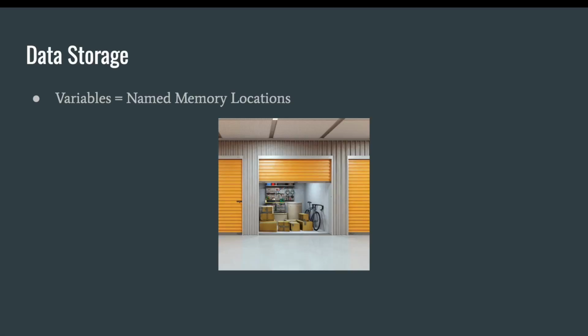At its core, programming is about managing data. When a program runs, it needs a place to store information temporarily in the computer's random access memory. We accomplish this using variables. A variable is simply a named storage location in memory.